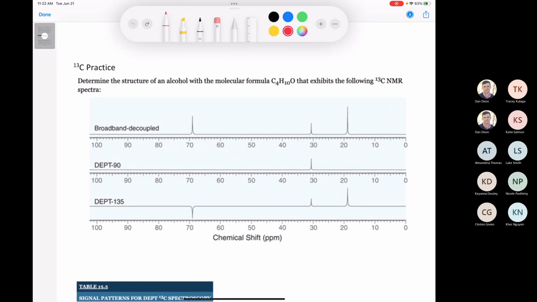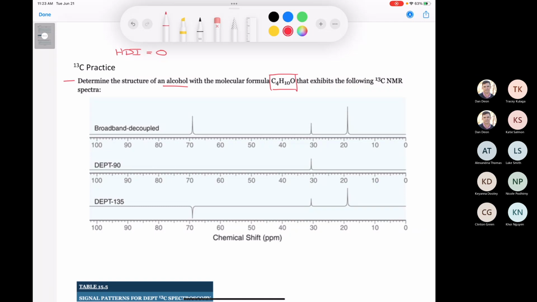So let's take a look at a practice problem that involves carbon NMR spectra. It says, determine the structure of an alcohol that has a molecular formula of C4H10O that exhibits the following carbon-13 NMR spectra. First thing we notice is that we have the molecular formula. I did a little math while I was reading the problem, and the HDI for this compound is 0. So there's no rings and there's no double bonds in this compound.